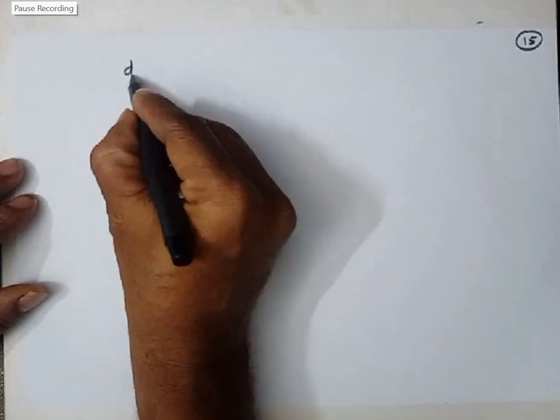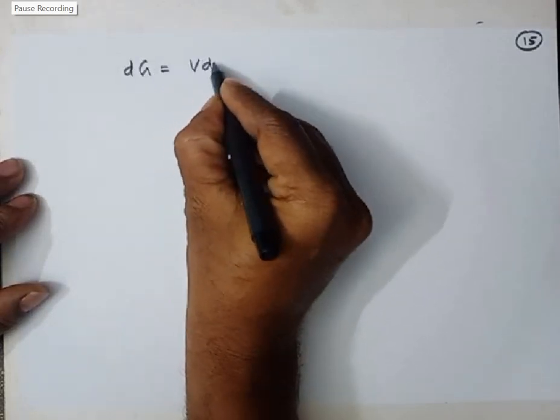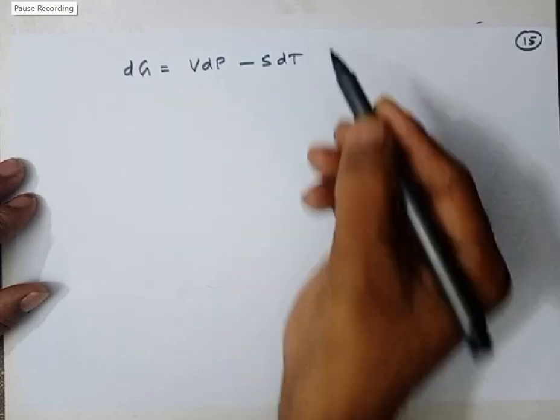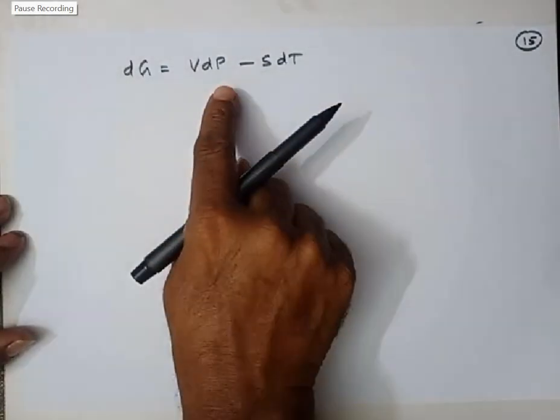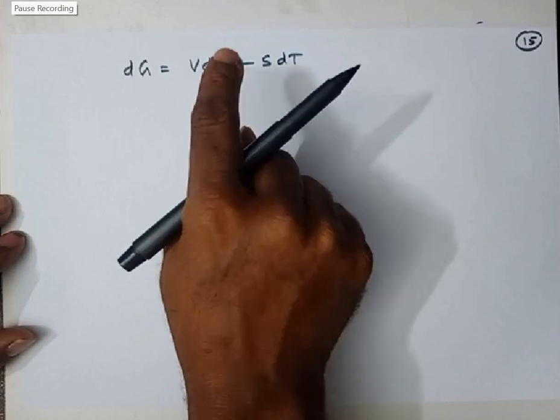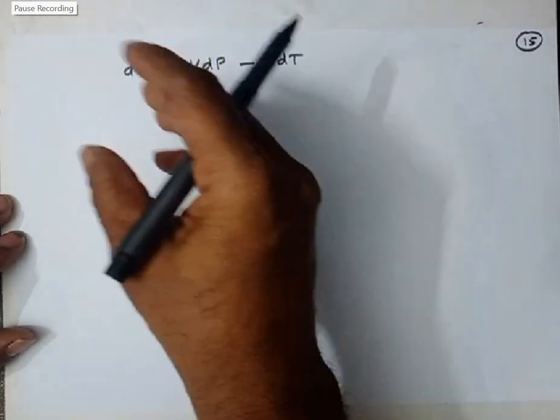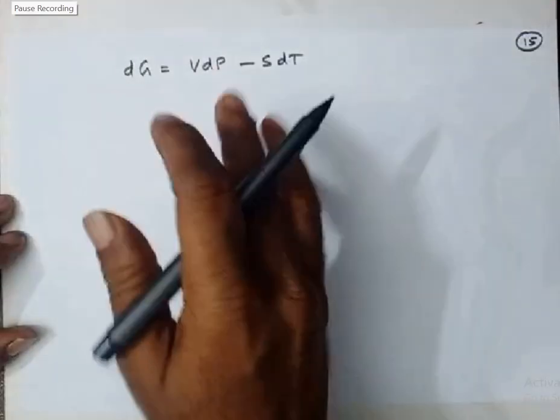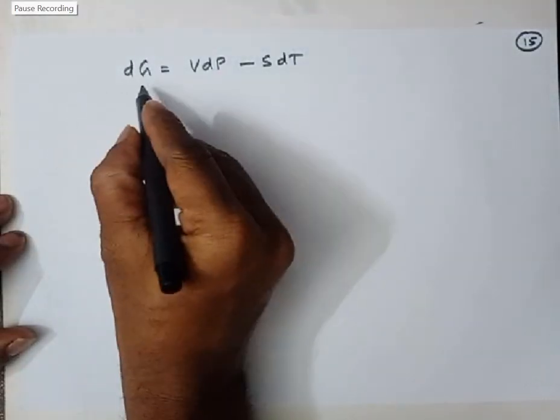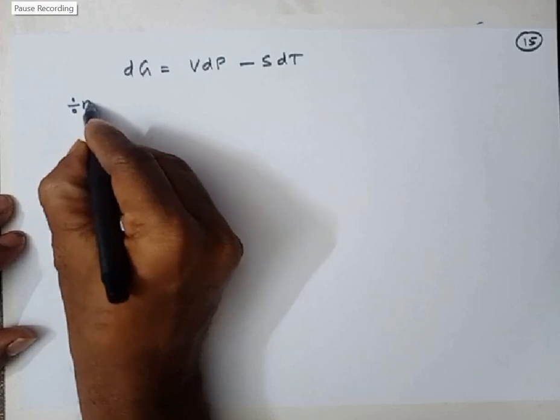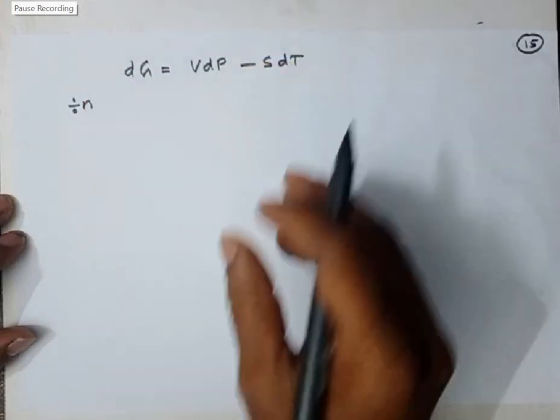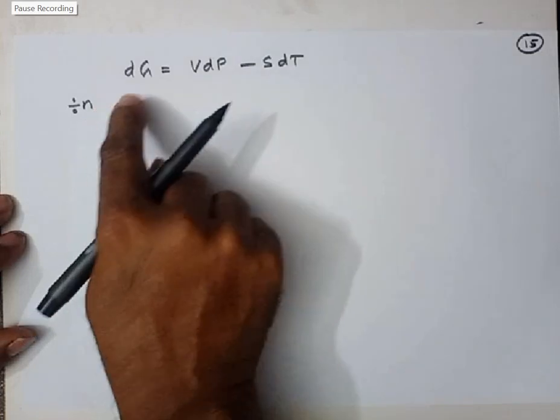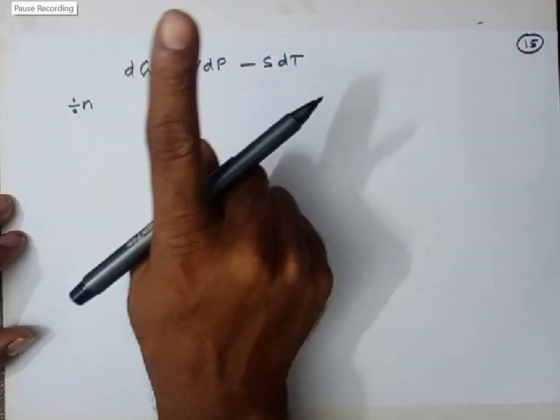Now listen, I am going to write the same equation for 1 mole of gas. You know very well, dG equal to VdP minus SdT. Observe, this equation is applicable for a closed system containing pure substance, and the process should be reversible. Now if I divide throughout by the number of moles, since this equation is applicable for n mole of substance, I will get the equation for 1 mole.